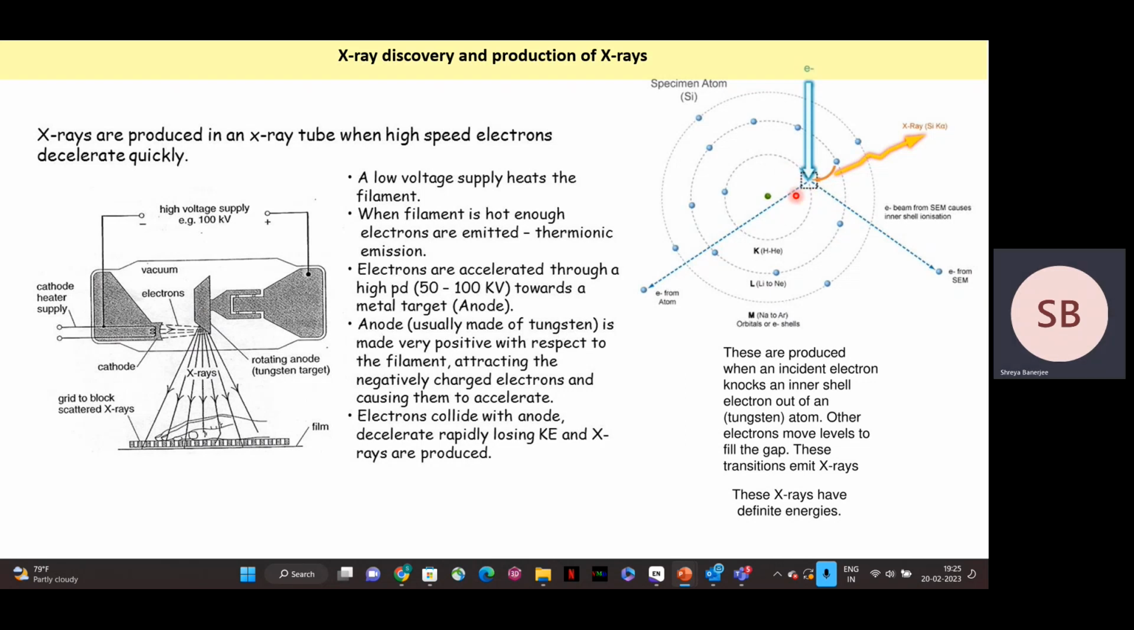In order to fill this vacancy, one of the electrons from the outer shell jumps into the inner shell. And this jumping releases an energy which is basically released as an X-ray. So if an electron jumps from the second shell to the first shell, the energy difference between these two shells is released as an X-ray. If it jumps from the third shell to the first shell, the energy difference between the third and first shell is released as an X-ray. So X-rays have very characteristic definite energies. And this is the basis for the production of X-rays.